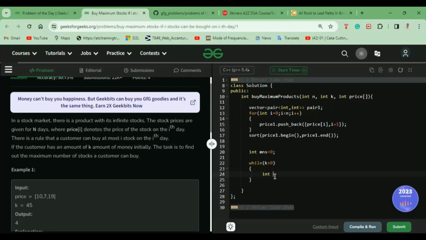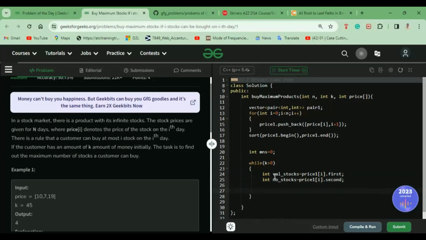So we'll make a variable that is the value of stocks. That is stored in the first component of the pair, and the number of stocks is stored in the second component of that pair. Right now, our task is to check whether we have enough money, whether we can satisfy the number of stocks on that particular day.